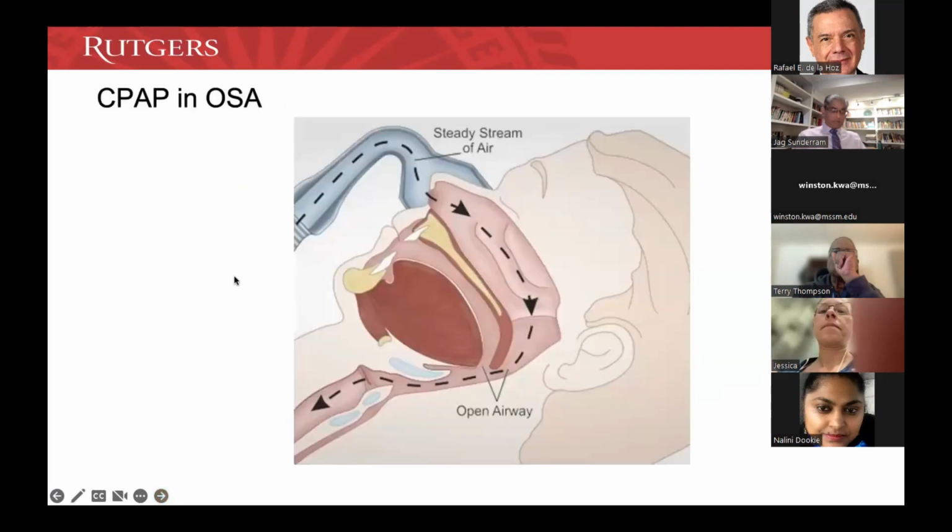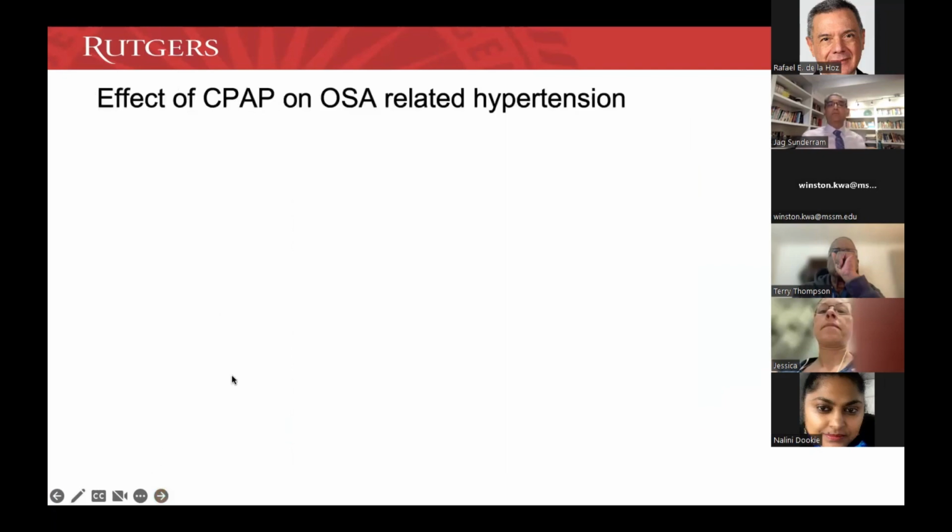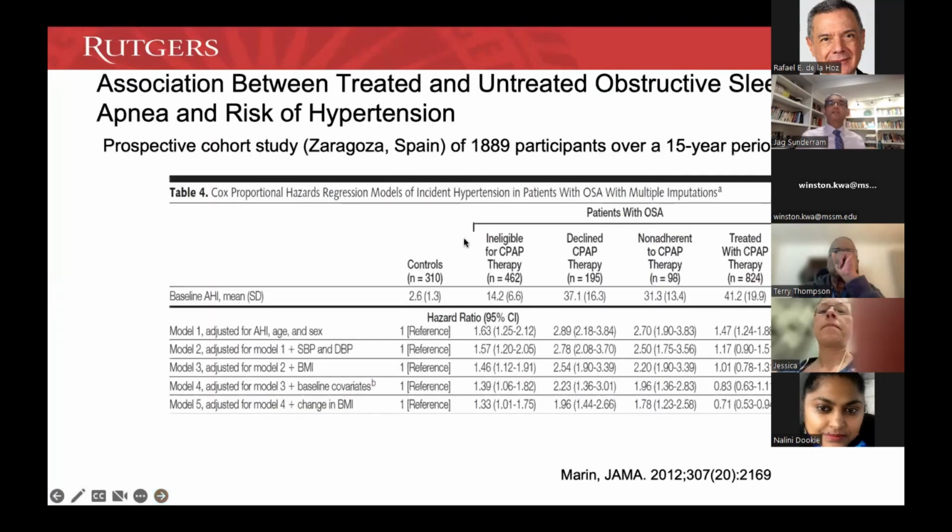So what's the data on CPAP in OSA? Let's quickly go over the effect of CPAP on various outcomes, starting with cardiovascular events. Hypertension, in treated and untreated OSA, and the risk for hypertension was looked at by Marin and colleagues. They showed that if you were non-adherent to CPAP or declined CPAP, compared to a group treated with CPAP, there was a significant reduction in the hazard ratios or odds ratios for hypertension.